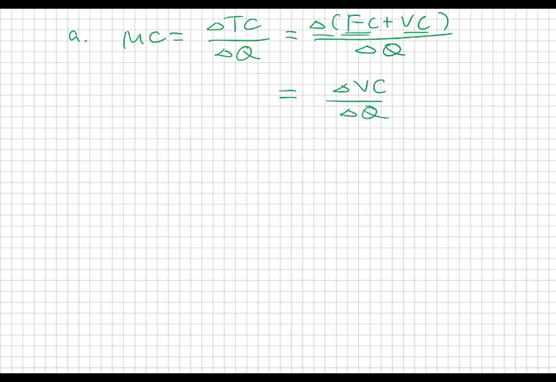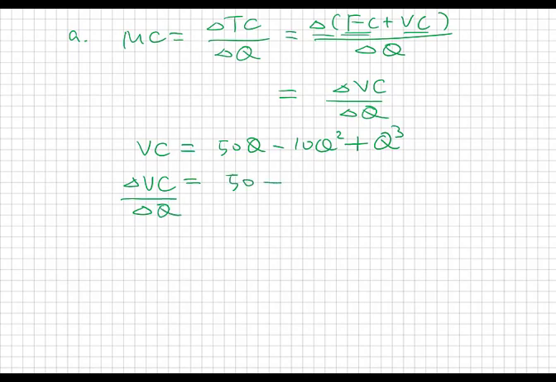So by taking the delta operation on total variable cost that is given in your problem, you can find marginal cost. Remember that variable cost in the question is written as 50Q minus 10Q squared plus Q cubed. When you take the delta operation and divide by delta Q, you have 50 minus 10 multiplied by 2Q plus 3Q squared, since 3 minus 1 is 2. So that is marginal cost.